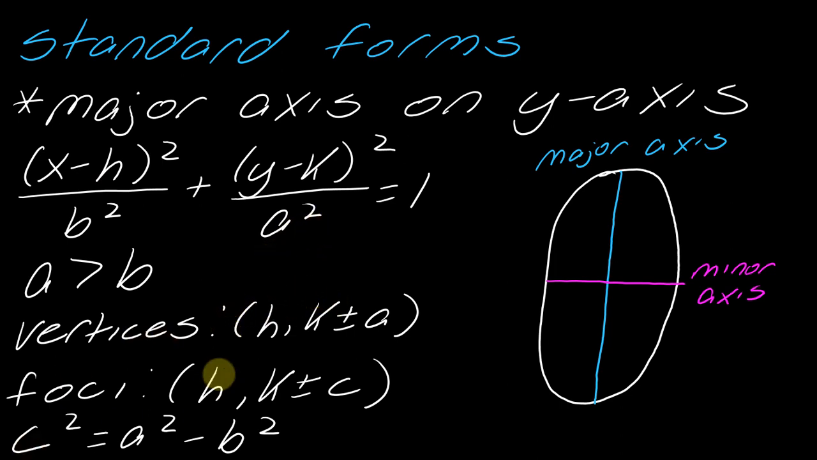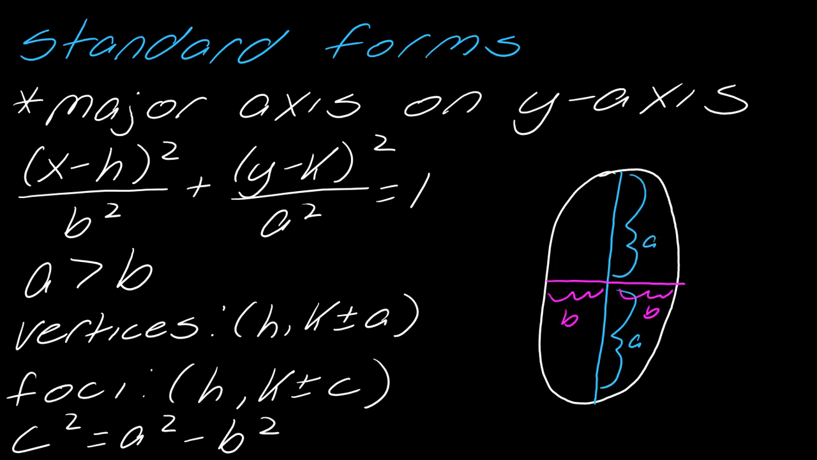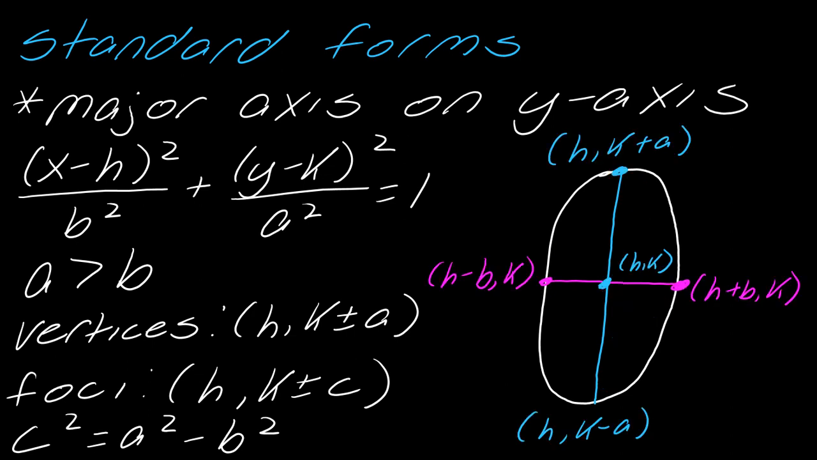Similar to before, as far as how you figure out your vertices and your foci, the A is going to dictate it. When the A is under the Y, that's talking about distances from the center. Here's your center, (h, k). Here's the A distance to go in each direction in the Y direction, and here's the B distance to go in each direction for the X direction. We'll make sense of that in a moment. From that, you can just calculate from the graph what all these other coordinates should be.